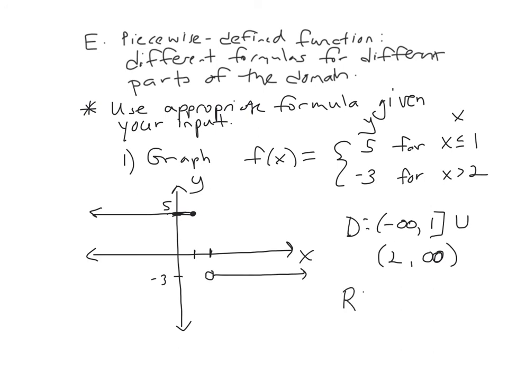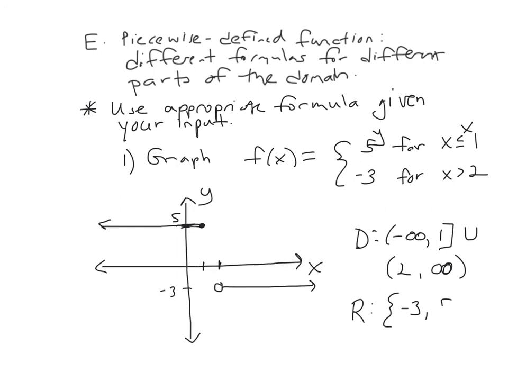My range, now remember, there are 2 outputs. It's not appropriate to say, like, hard bracket -3 to 5 because it doesn't include anything between -3 and 5. Once again, we're going to use this notation, and we're going to put -3 as one output and 5 as the other output.